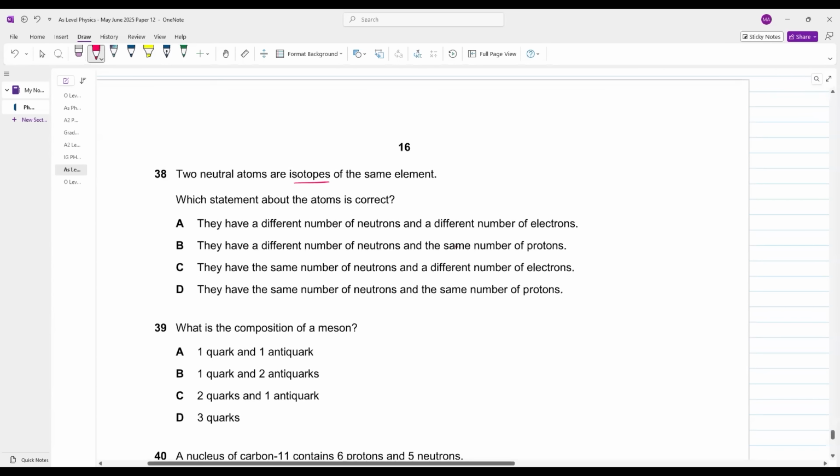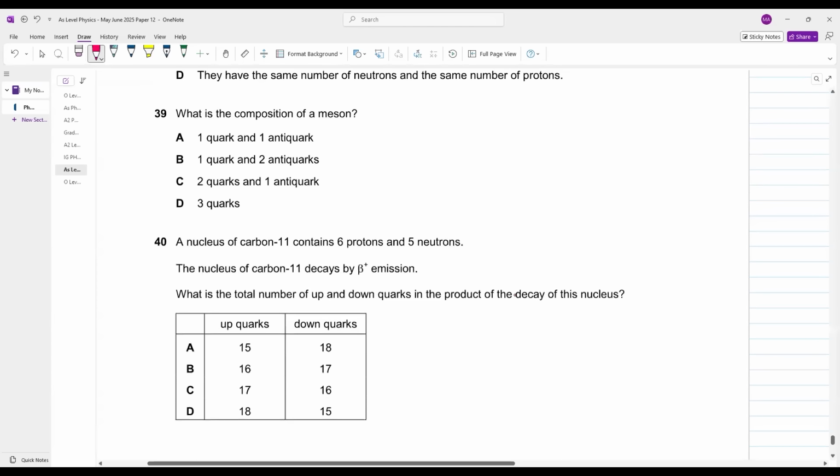Two neutral isotopes are of the same element. Which statement is correct? They have a different number of neutrons and a different number of electrons. No, they have a different number of neutrons and the same number of protons. B is your answer. In isotopes, the number of neutrons always changes, protons stay the same. What is the quark composition of a meson? One quark and one anti-quark. Always remember that. What is the quark composition of a hadron? Three quarks of any kind.